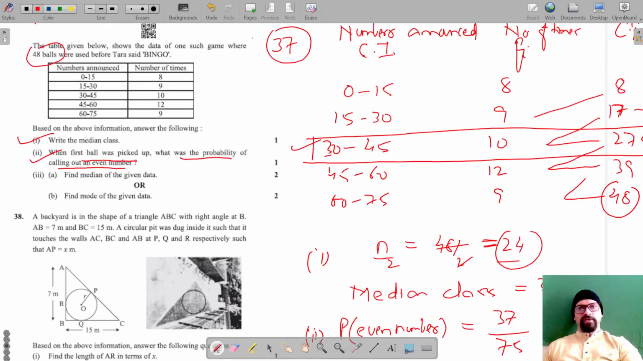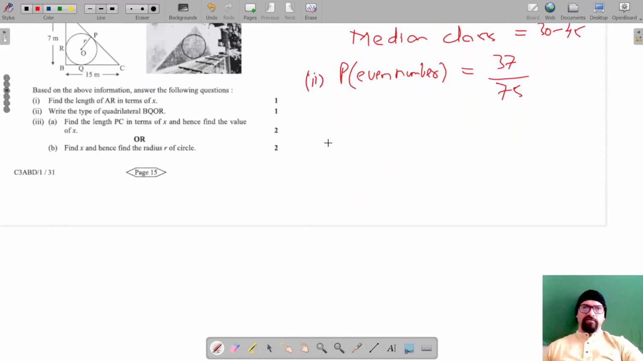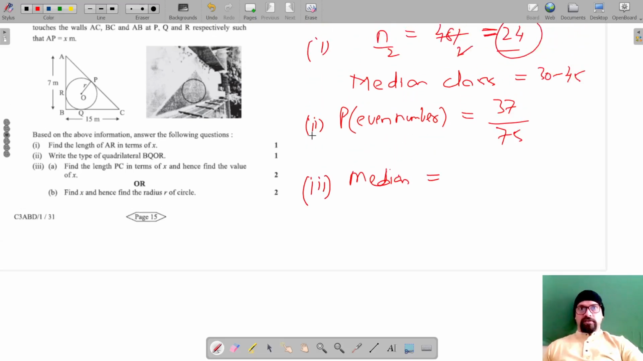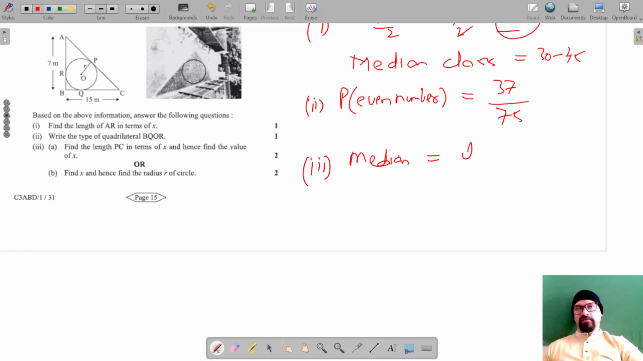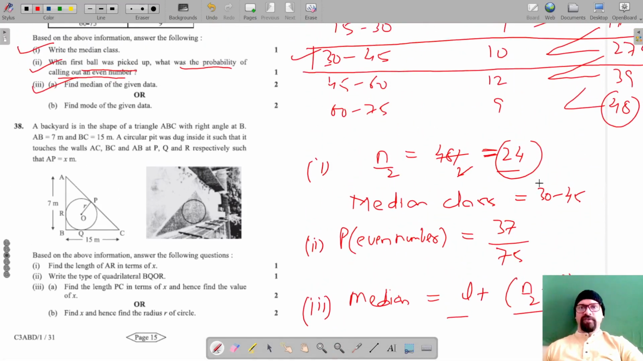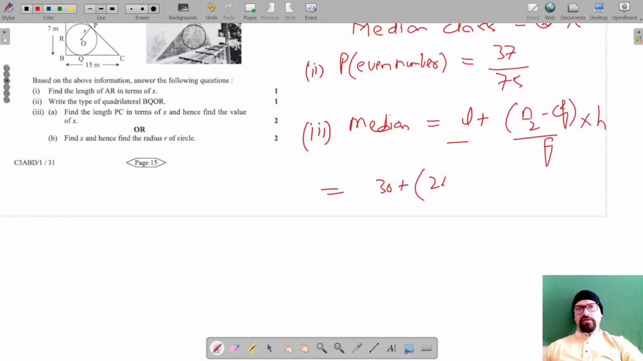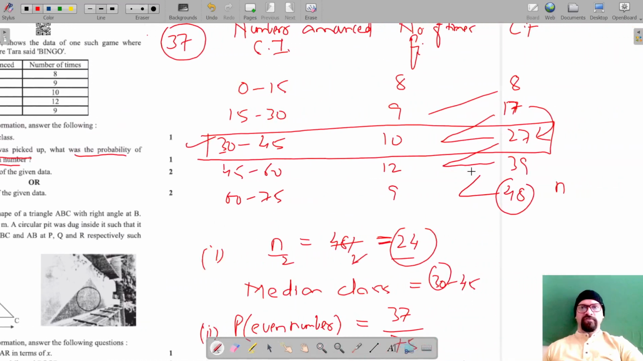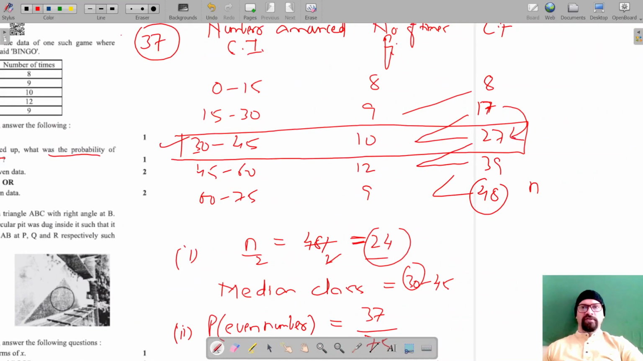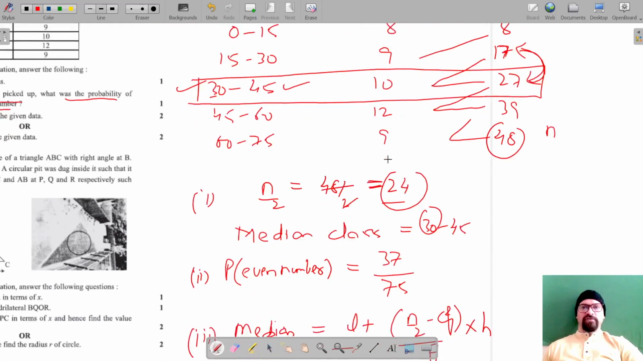Okay, let's move on to the next part. We have to find the median. Let's write down the formula for the median for the table in the class interval or grouped form: L plus N by 2 minus cumulative frequency upon frequency into h, which is the class size. L is the lower limit of the median class, which is 30. So this is 30 plus N by 2, which is 24, and the cumulative frequency is the cumulative frequency of the class preceding the median class, which is 17.